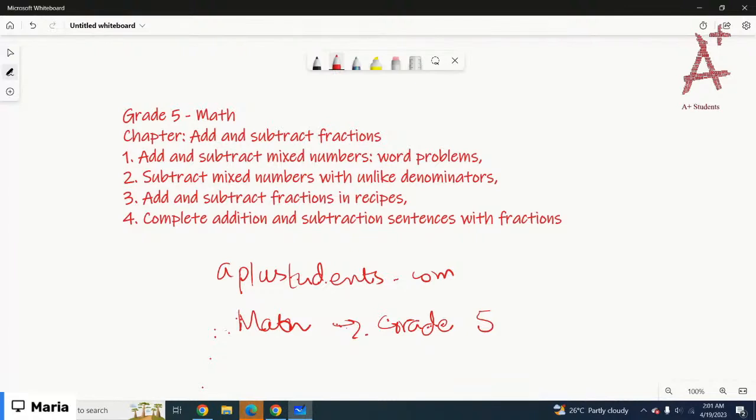We're going to start with the chapter add and subtract fractions. And the lessons we're going to cover today are add and subtract mixed numbers word problems, subtract mixed numbers with unlike denominators, add and subtract fractions in recipes, complete addition and subtraction sentences with fractions. So let's just start with the first lesson, that is add and subtract mixed numbers word problems.